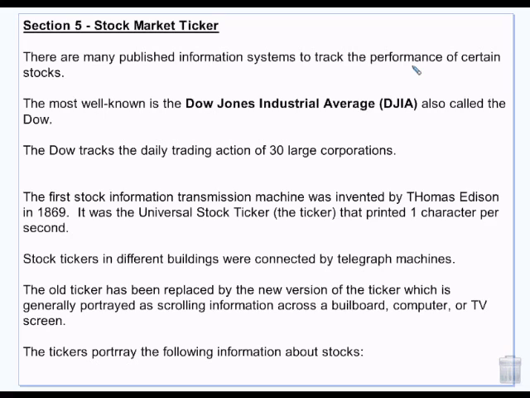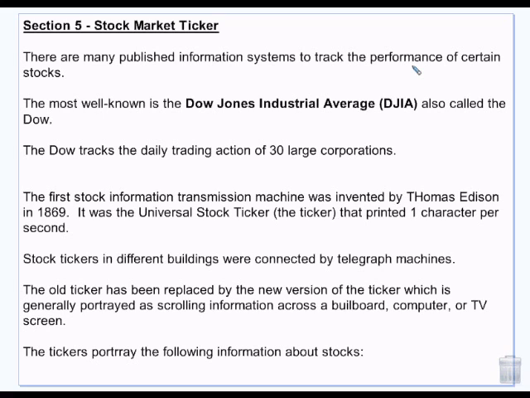It's all done on computers now, but in the old days, the first stock transmission information machine was invented by Thomas Edison. It was called the Universal Stock Ticker. It printed 1 character per second on a strip of paper, sort of like a ribbon, little skinny paper, and someone would stand there and read it as it goes.